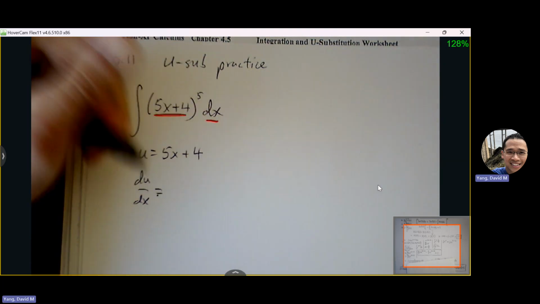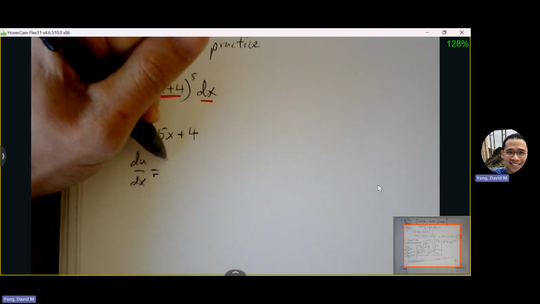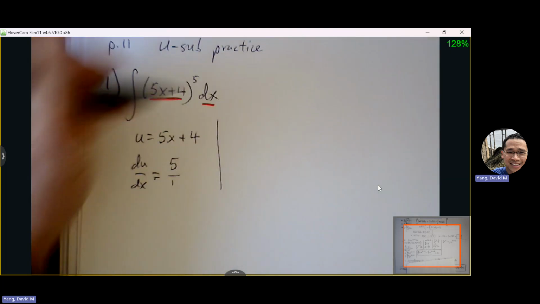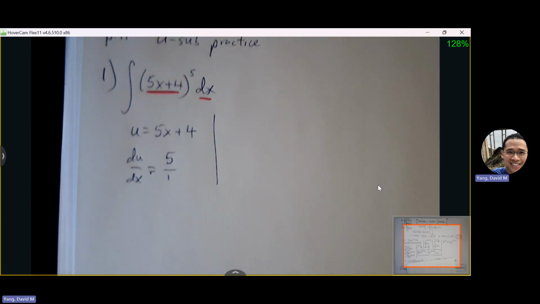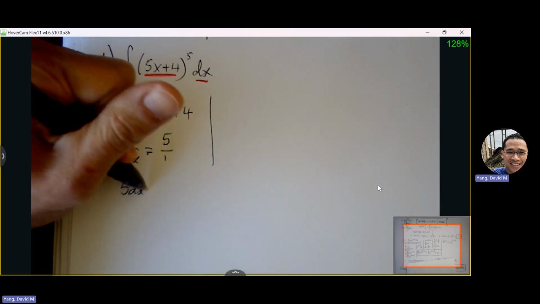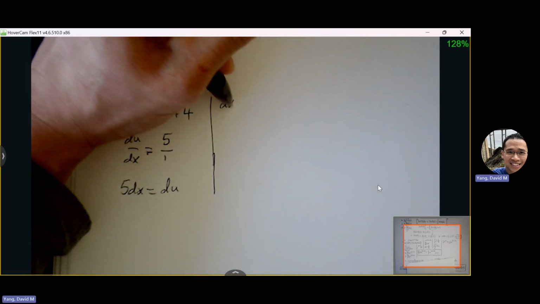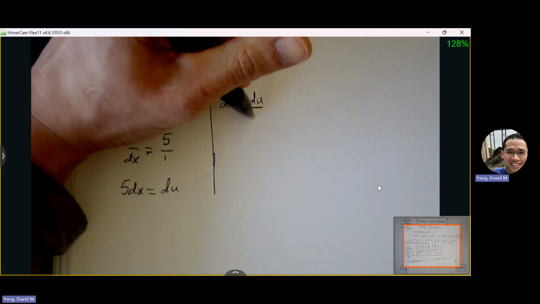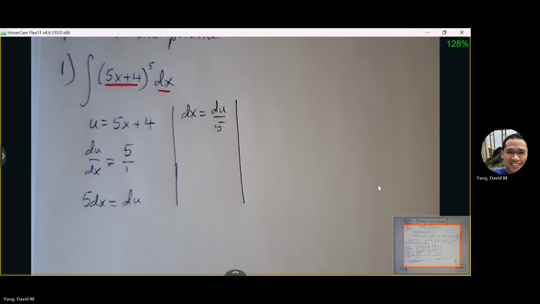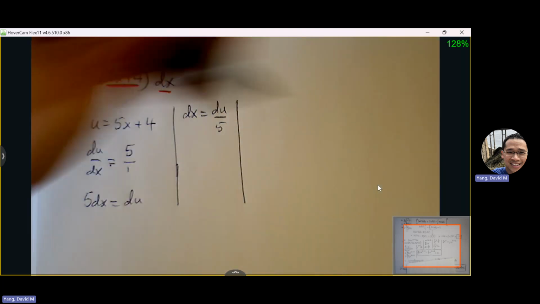du over dx. Derivative. 5x becomes 5. If you want, you can put a divided by 1 so you can see how your cross multiplying is going to look. So 5 dx is equal to du. Therefore, dx is equal to du over 5.